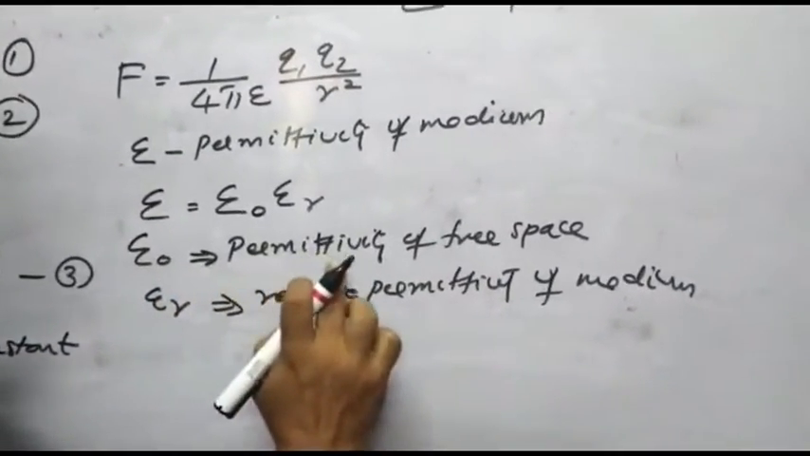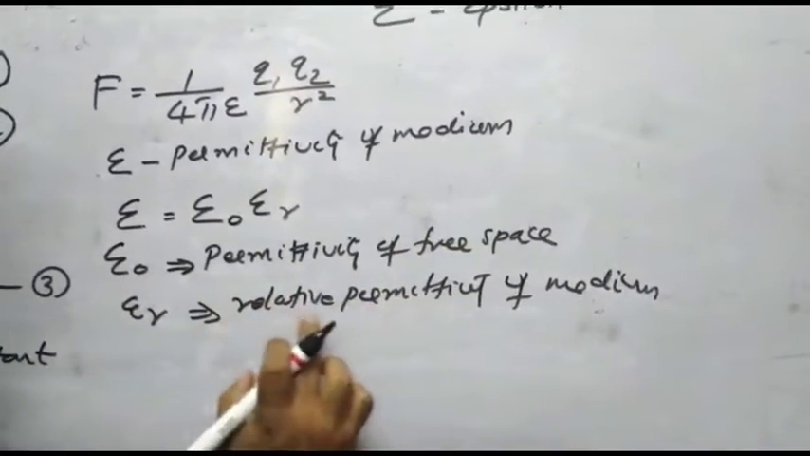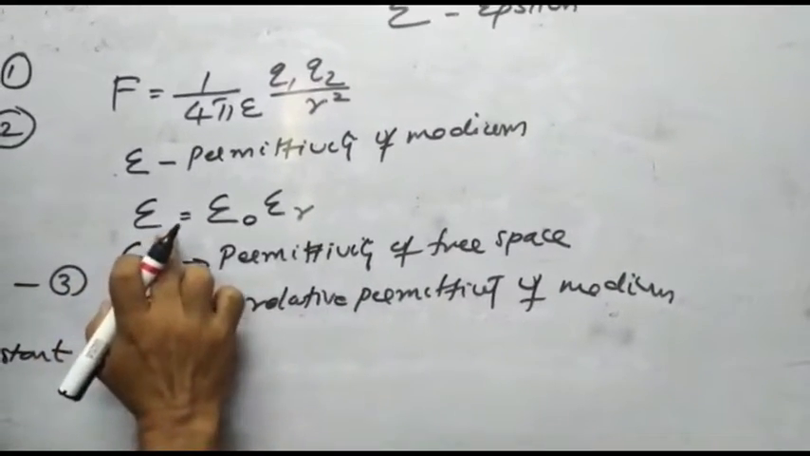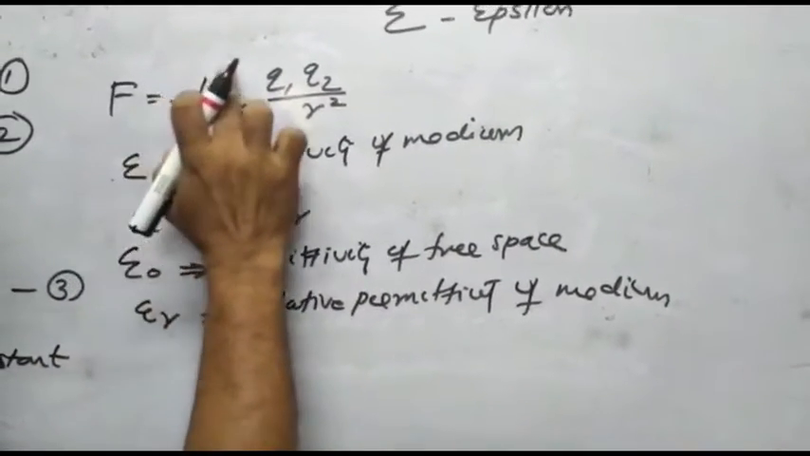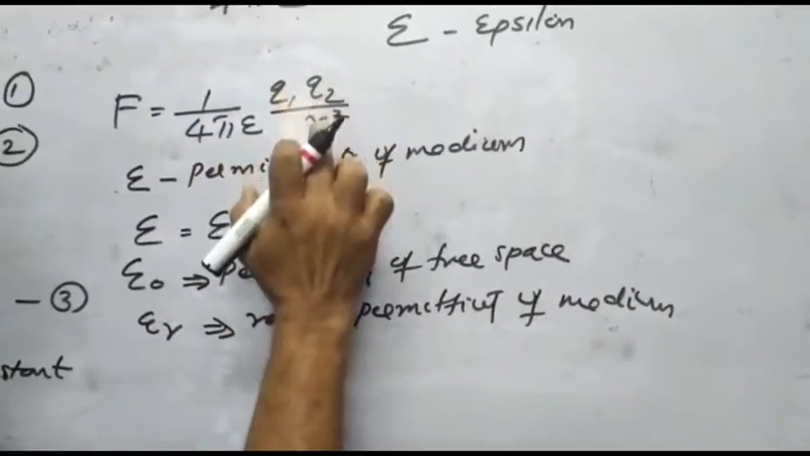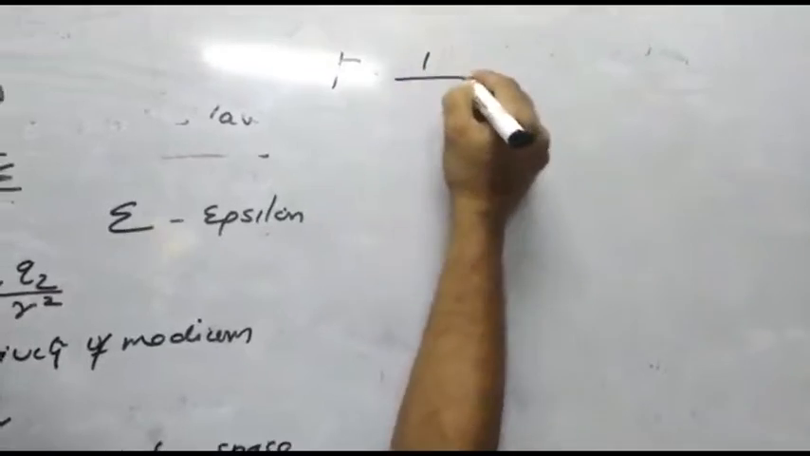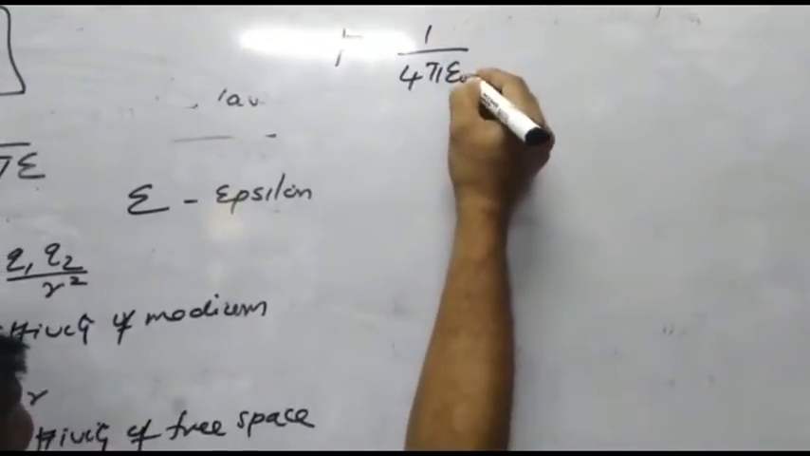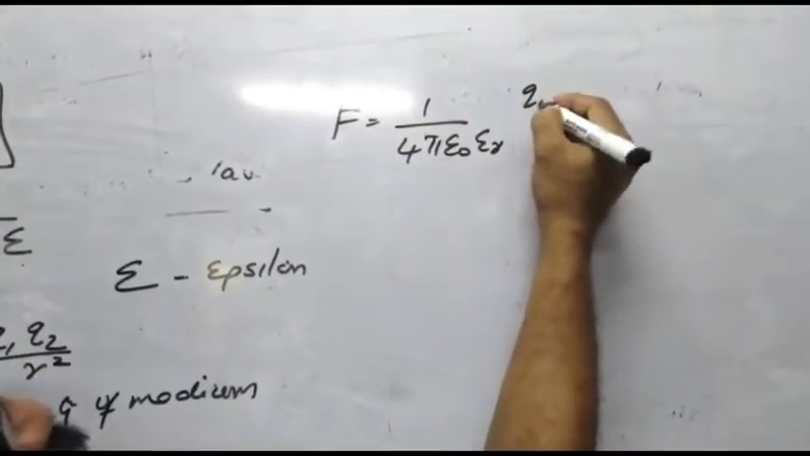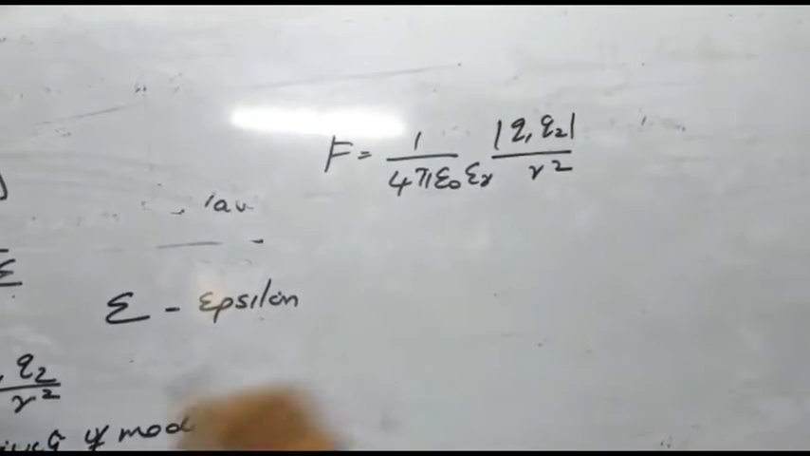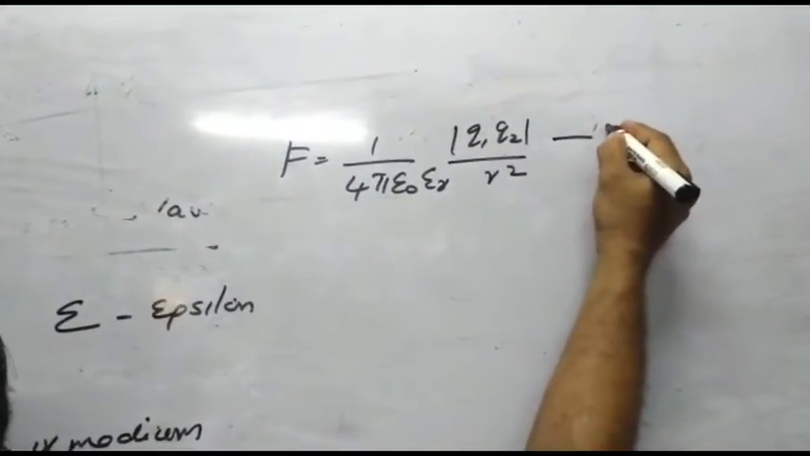Epsilon 0 is the permittivity of free space, and epsilon r is the relative permittivity of the medium. So, the value of epsilon is substituted in the equation F equal to 1 by 4 pi epsilon Q1 Q2 by R square. This gives F equal to 1 by 4 pi epsilon 0 epsilon r Q1 Q2 by R square. Okay, equation number 4.